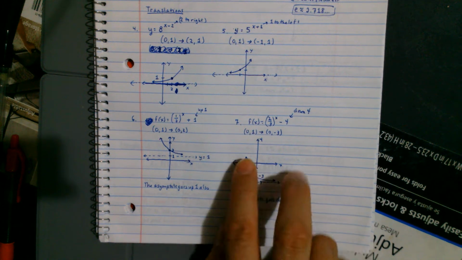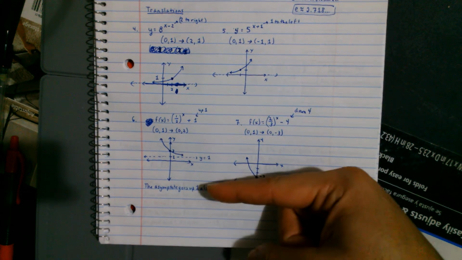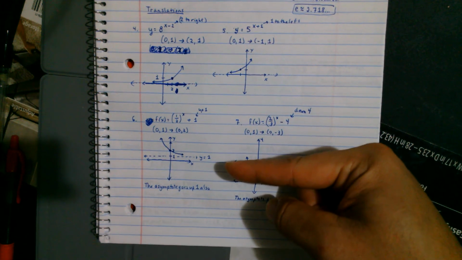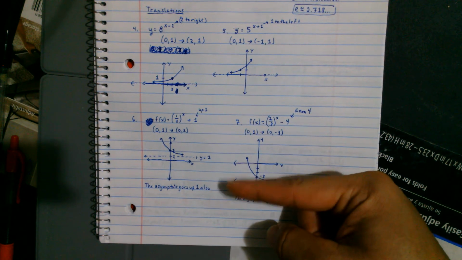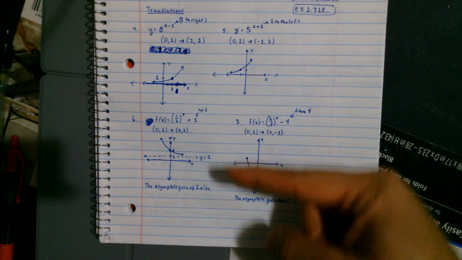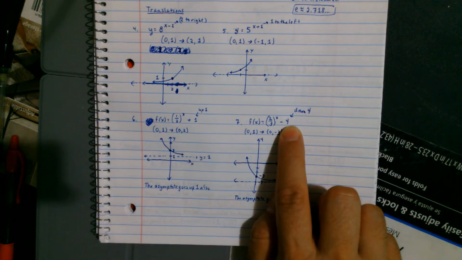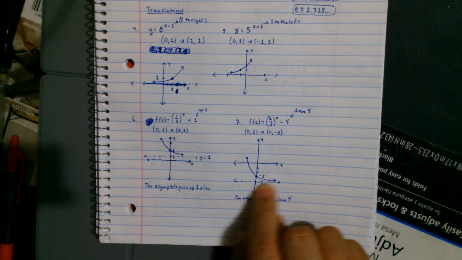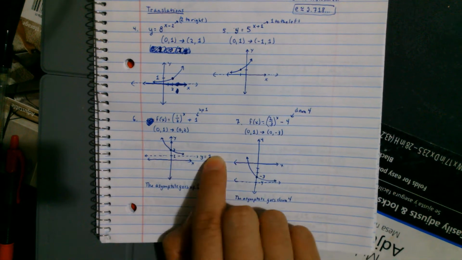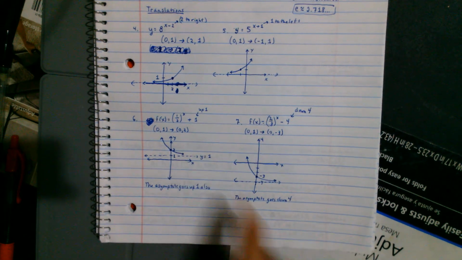Now here's the thing. Because there's an asymptote attached to it, if the graph moves down 4, the asymptote moves down 4 with it. So the asymptote moves as the graph moves. So this is also going to be the new equation for my asymptote. So negative 4 for the y is my horizontal asymptote. Here, positive 1 is my new asymptote.